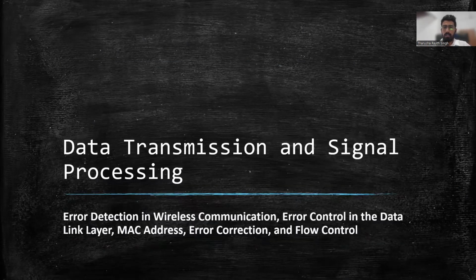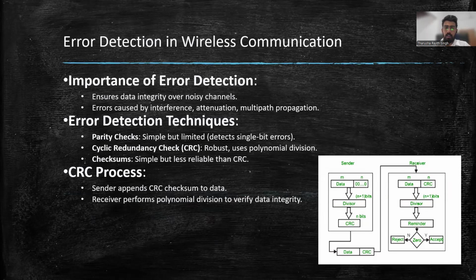Next, we move on to the next chapter, which is data transmission and network processing. Now let's discuss error detection, a crucial aspect of wireless communication systems. In wireless networks, data is transmitted over potentially noisy channels where errors can occur due to factors like interference, signal attenuation, and multipath propagation. To ensure data integrity, several error detection techniques are employed.